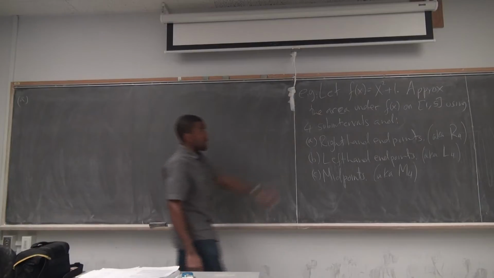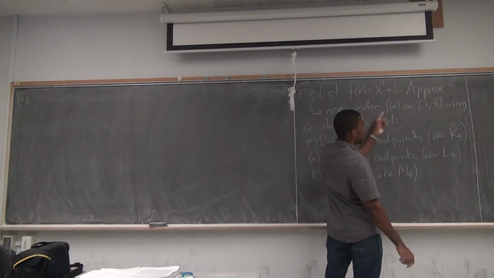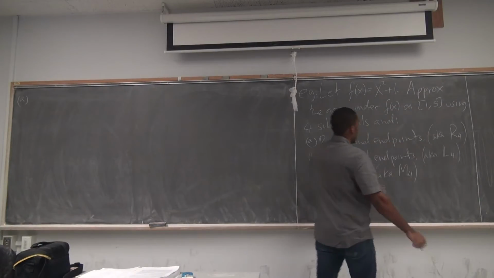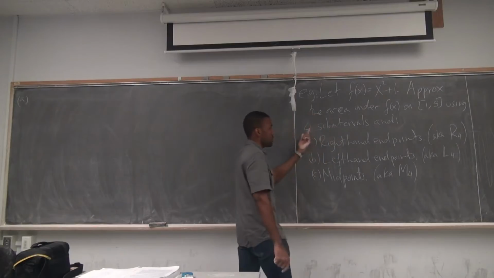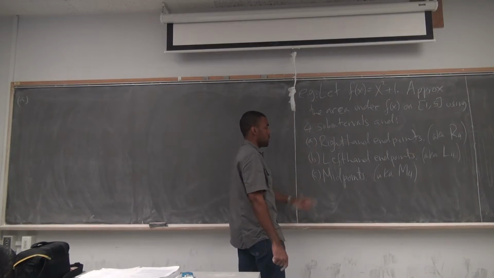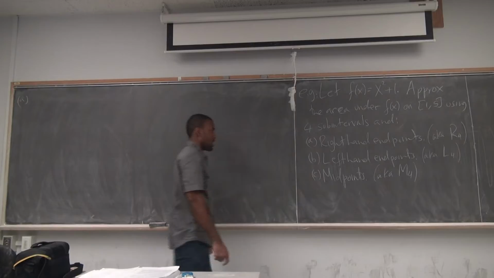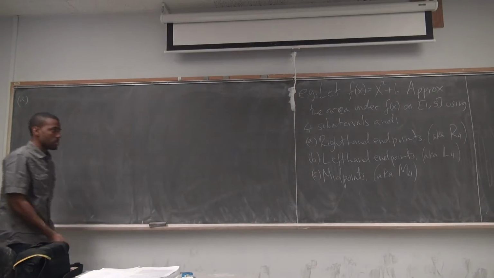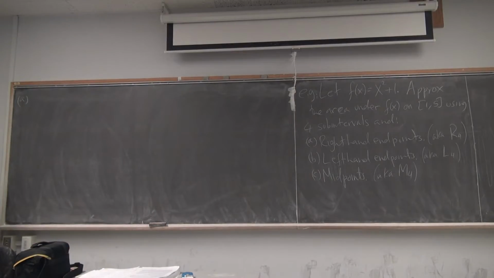So this is the problem. You're given a function. You're told that you want to approximate the area under that function on an interval, and it's going to tell you how many subintervals to use and which method it wants you to use, right? So we already ran through the right hand, we'll do that again, then I'll show you the differences between the left hand and the midpoint, right? So here's the first step.